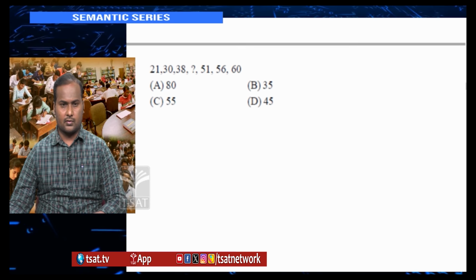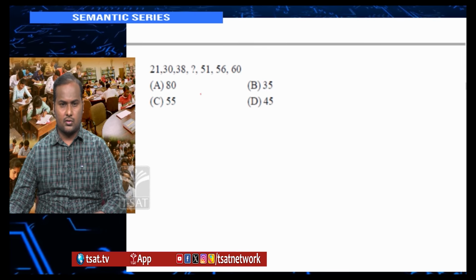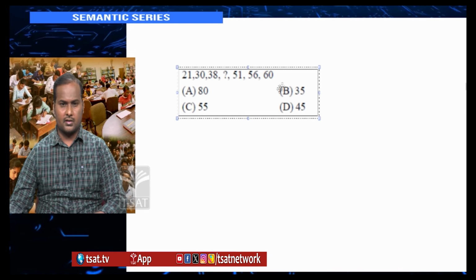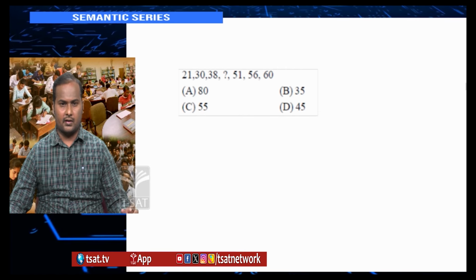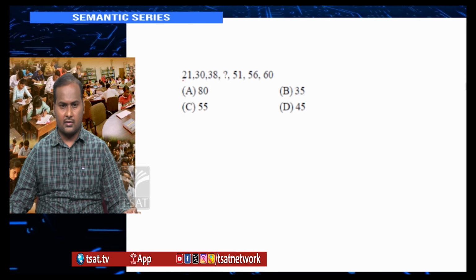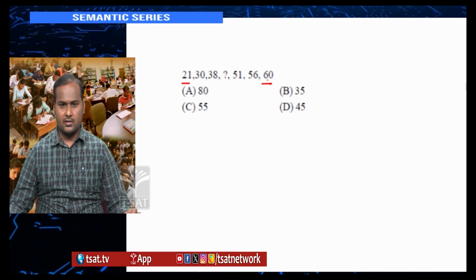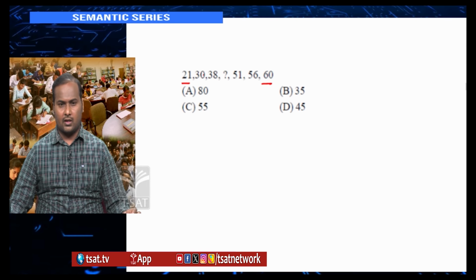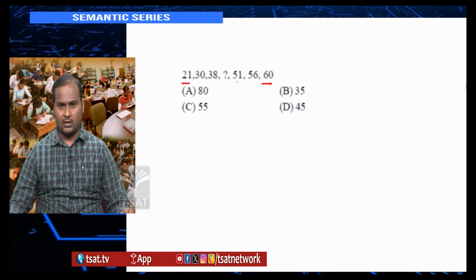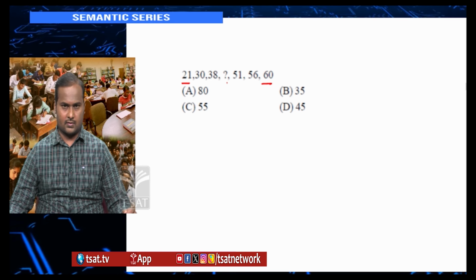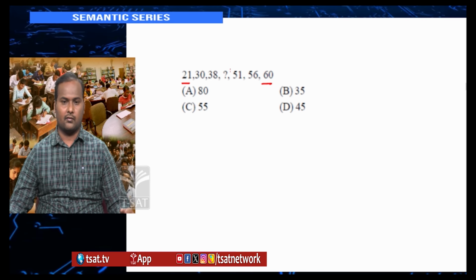See, in this particular question, the moment you see it, there is not much increase. The increase is very less. For example, the first number is 21 and the last number is 60, and in between there are many numbers in this particular sequence. So whenever you see this, just take the difference, not multiplication. Now you take the difference.